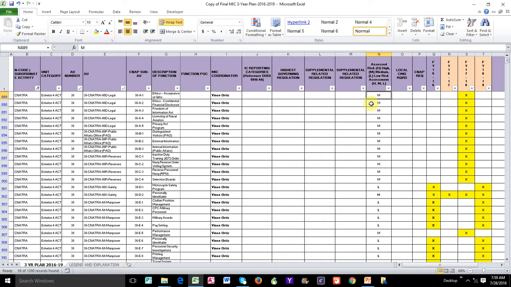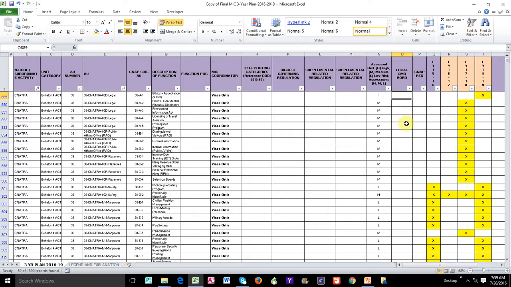So we are going to show an example of this. If I change that to high, the way the spreadsheet is set up now, notice that it says you need to look at that in the first, second, and third years of the plan. If it's a medium, it goes to the second year, and if it's a low, it goes to the third year.